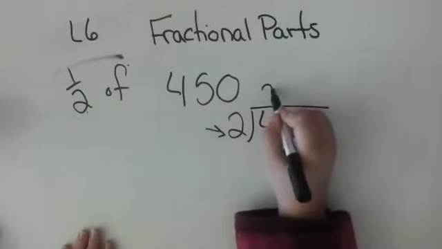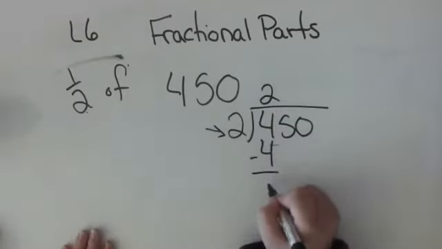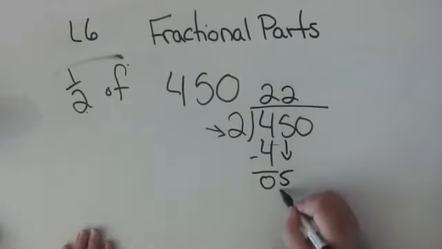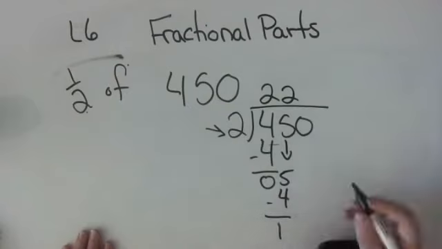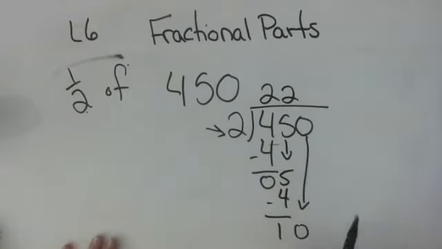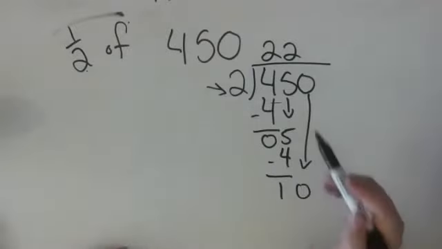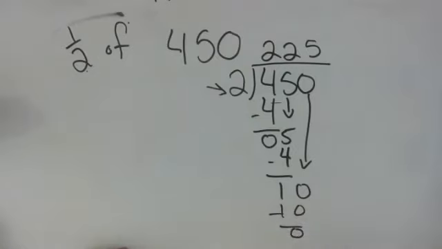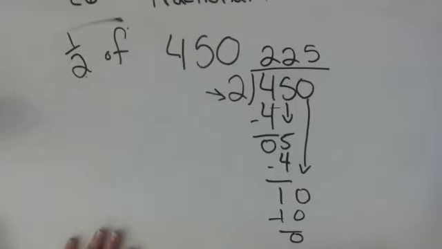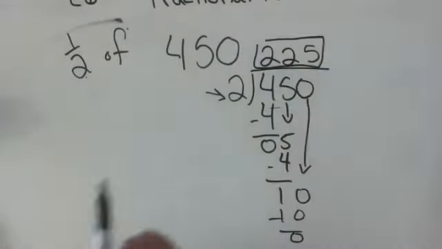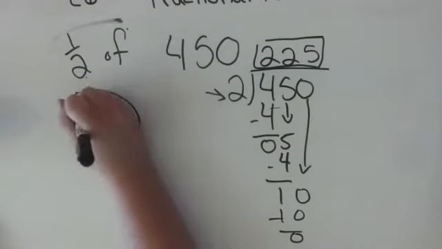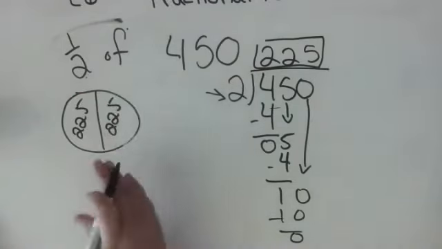So we're going to divide by 2. 2 goes into 4 twice. 2 times 2 is 4. Subtract equals 0. Bring down the 5. 2 goes into 5 twice, which is 4, because 2 times 2 is 4. Subtract equals 1. Bring down the 0. We now have 2 goes into 10 5 times, which is 2 times 5 is 10. Subtract equals 0. There is my division done. I now know that half of 450 is 225. So again, if we're looking at this as a fraction, I would have 225 on each side.